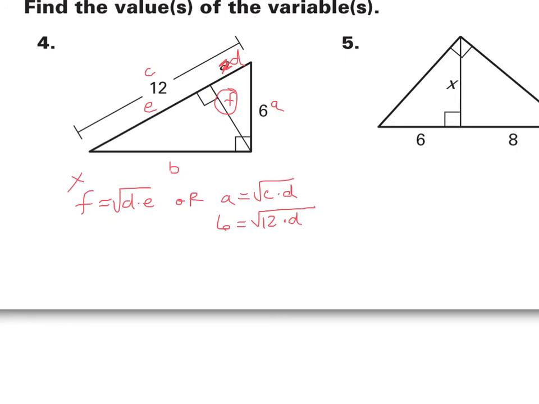So, all I did was substitute those values into that equation. How did I figure out which equation to use? Well, I don't have an F, and I don't know how much E is. So I can't use those two. So now it's 6 equals the square root of 12D. And I have to solve this equation. How do I get rid of a square root? Well, I'm going to square both sides to get rid of a square root. So this is 36 equals 12 times D. Now I divide by 12, and D is equal to 3.